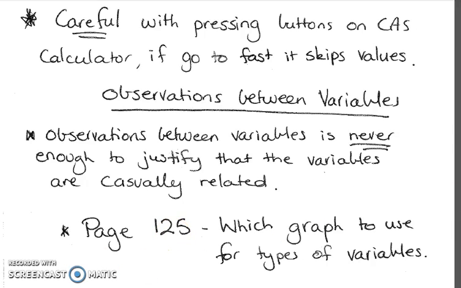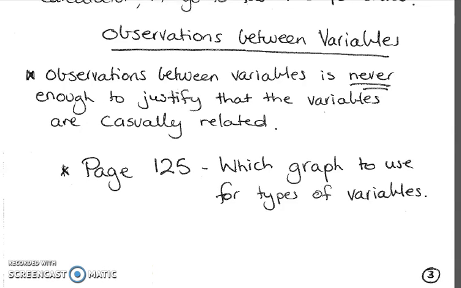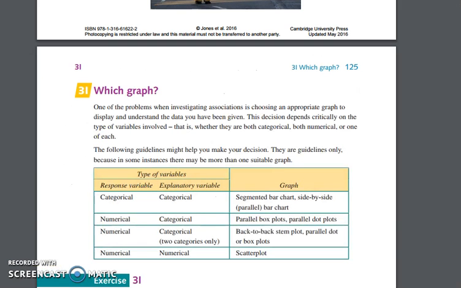On page 125 of your textbook, this gives you which graph to use when you're using particular types of variables. So if you look at your textbook on page 125, if our RV value and our explanatory value are both categorical, we would use a segmented bar chart or a parallel bar chart. So just knowing your RV and your EV values, what type, whether they're numerical or categorical, there's specific graphs that you need to use to represent that data.